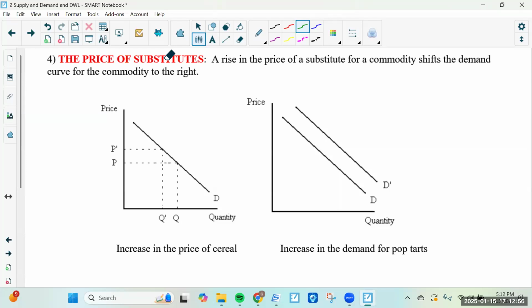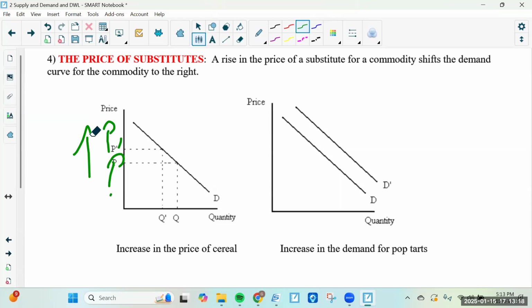The one they often use on the test is chicken and beef. Okay, I'm using cereal and Pop-Tarts. So here you go shopping and you look and you go, oh no, the price of cereal has gone up. Well, what happens to the demand for cereal when the price of cereal goes up?